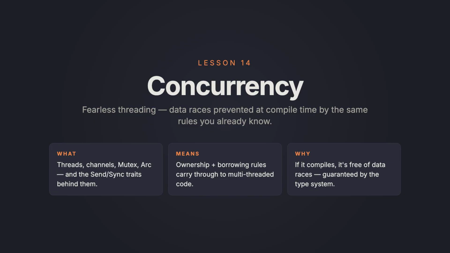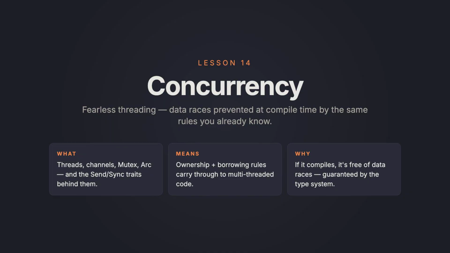In most programming languages, writing code that runs on multiple threads is a minefield. Data races, where two threads touch the same memory simultaneously and produce unpredictable results. Deadlocks, where threads block each other forever. Heisenbugs, where the bug only appears occasionally, under timing you can't reproduce. Debugging concurrent code in C or Java or Python is often the hardest work a programmer ever does.